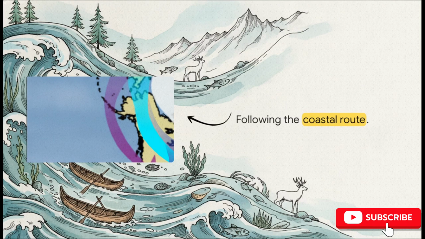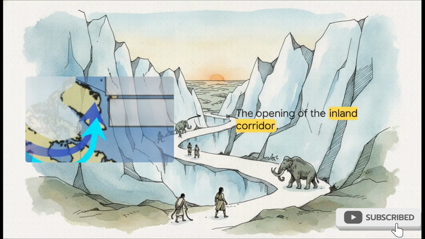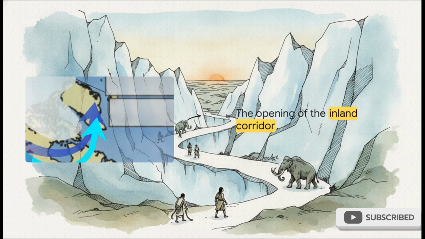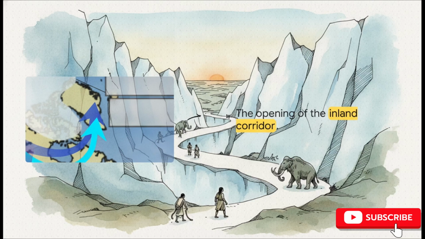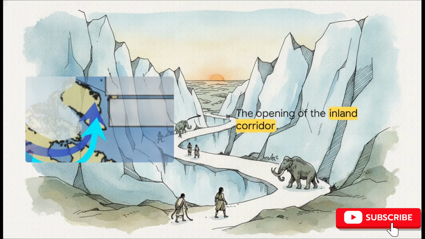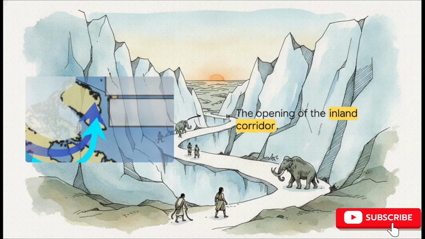This was a huge deal. It meant that folks with a maritime-adapted lifestyle could completely bypass that frozen, flooded interior, traveling down the coastline where food and resources were way more predictable. Meanwhile, literally thousands of years later, around 13,000 years ago, a second path finally became biologically viable for human travel. This was the famous inland ice-free corridor, which carved a dry path right down the center of North America.